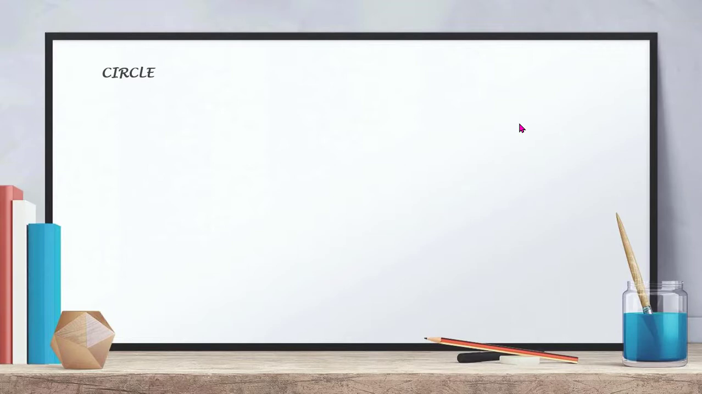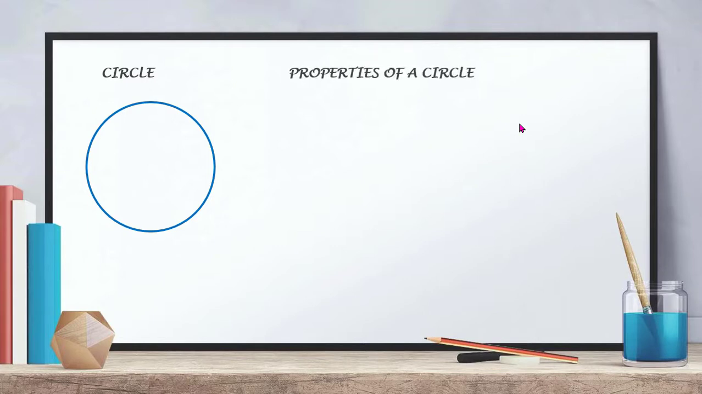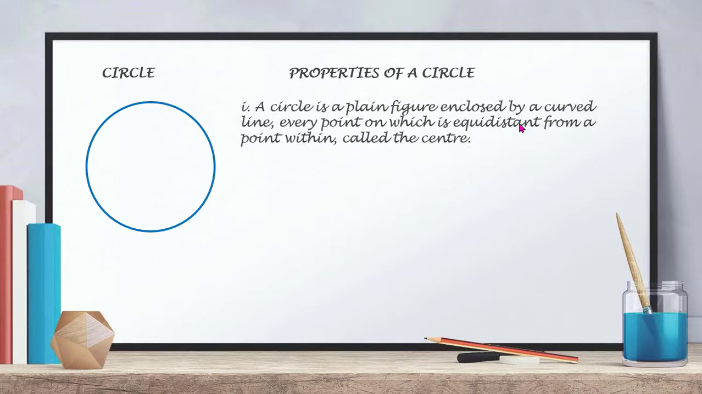Lastly, but not the least, in this introduction to mensuration is a geometric shape called the circle. A circle looks like that. Properties of a circle. A circle is a plane figure enclosed by a curved line, every point on which is equidistant from a point within called the center.